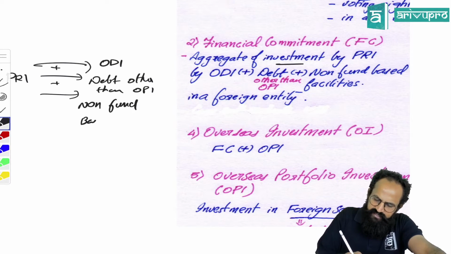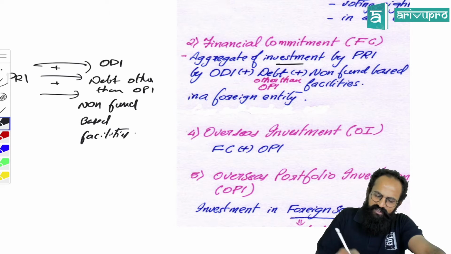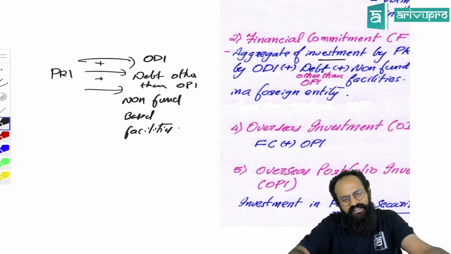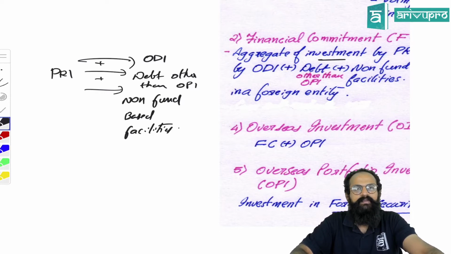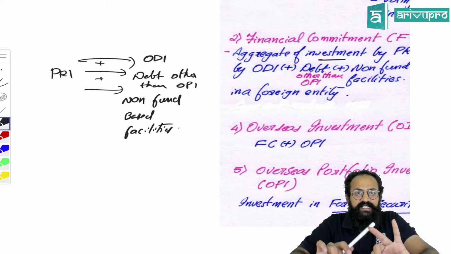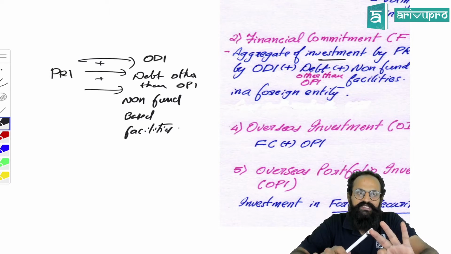Non-fund based facilities. People, we are just starting that. Don't panic. Nothing is going inside now, but everything will go inside. Don't even worry. So when a person resident in India is making an ODI, or giving debt other than OPI, the third one is non-fund based facilities.